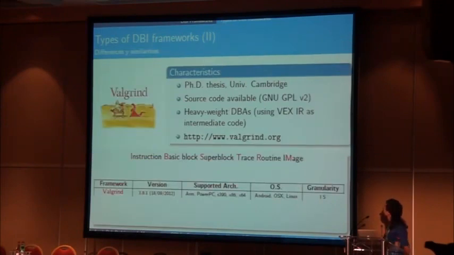So we have focused on Valgrind. Valgrind was developed in a PhD thesis at the University of Cambridge. The source code is available with the GPL version 2 license. However, Valgrind is using an intermediate code, Vex IR, so it's provoking heavyweight DBAs. And it only supports the instruction and the superblock granularity. All the supported architectures are these ones, and the operating systems are Linux, MacOS, and also Android.